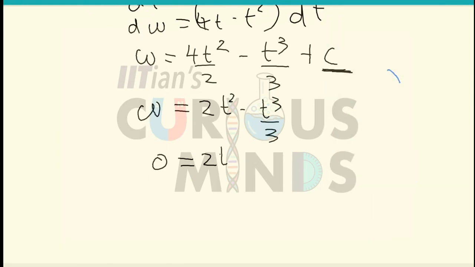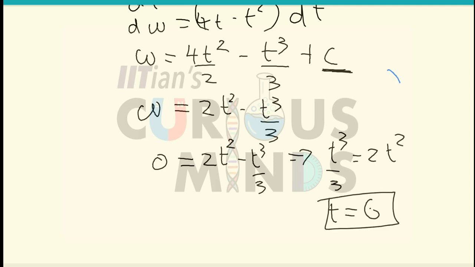It is equal to 2t² − t³/3 equal to 0. That is, t³/3 is equal to 2t², so t will be equal to 6 seconds. After 6 seconds, the velocity is reversed. So we have to find out the displacement in 6 seconds.